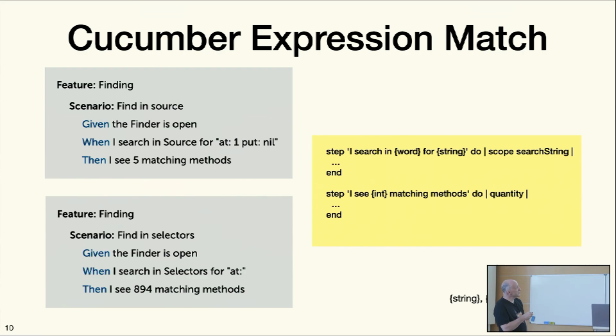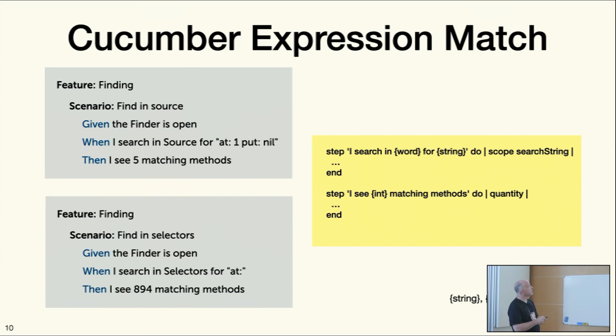String is a bit special because it matches something between quotes, while word is just one word. There are different cucumber expressions, as you see there. Yeah? There's a special one here at the end, the empty one that matches anything.